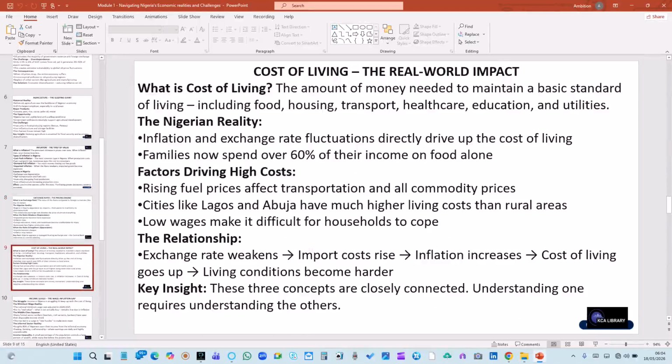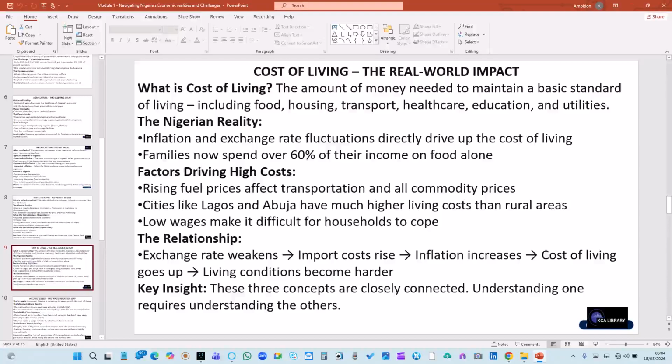Having known that, let us look at cost of living. That is the real world impact. What is cost of living? Cost of living refers to the amount of money needed to maintain a basic standard of living, which includes food, housing, transport, healthcare, education, and utility.